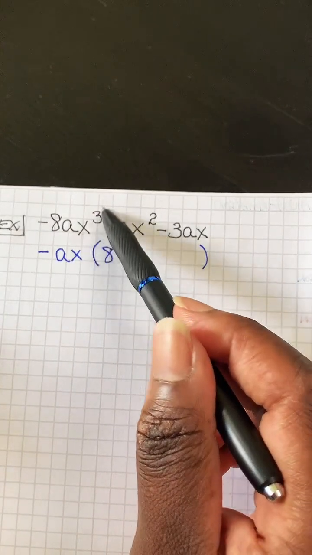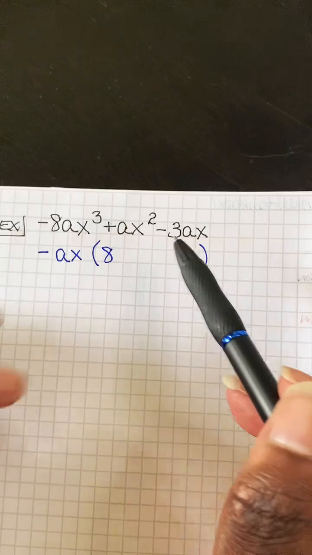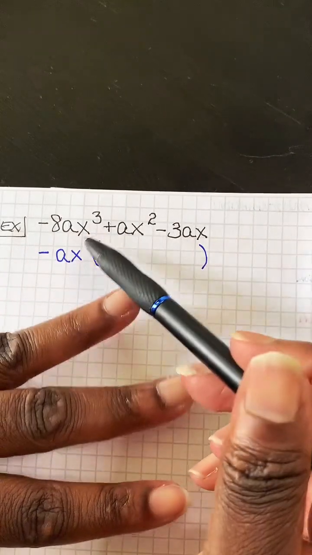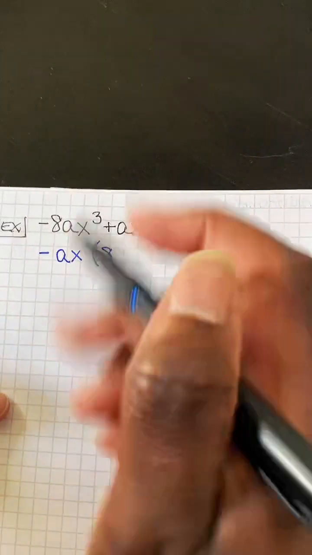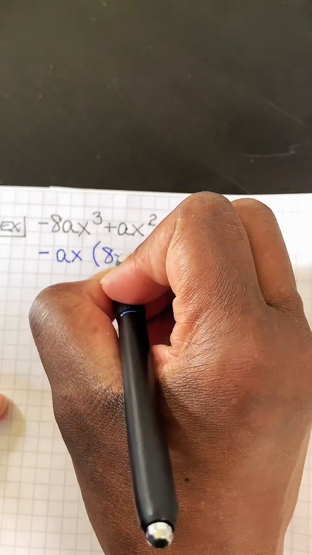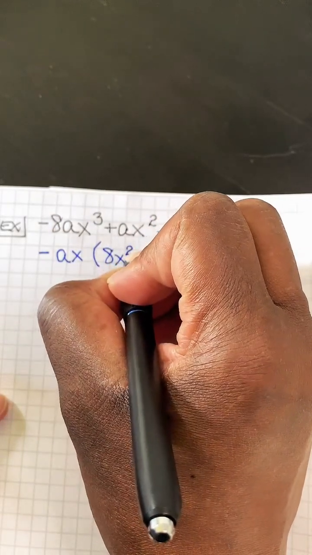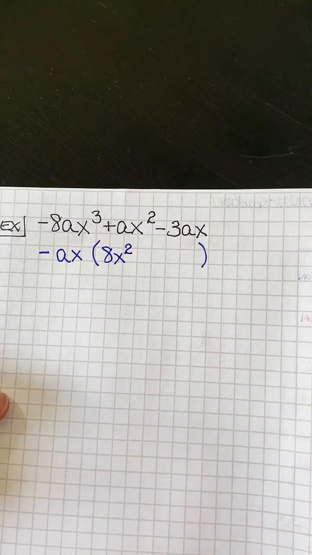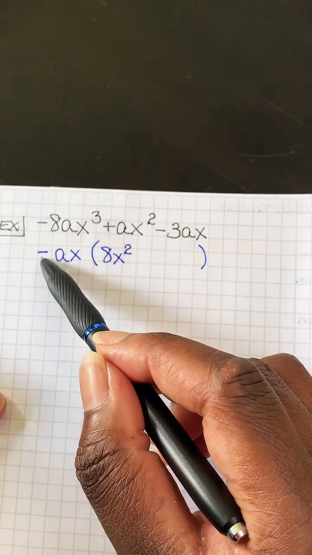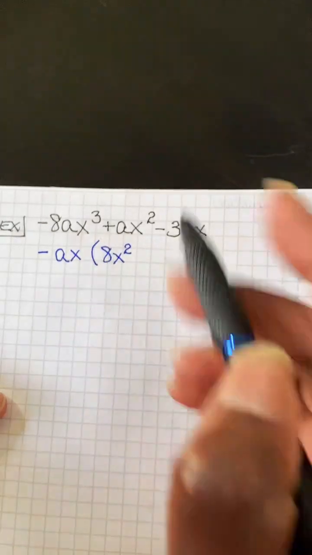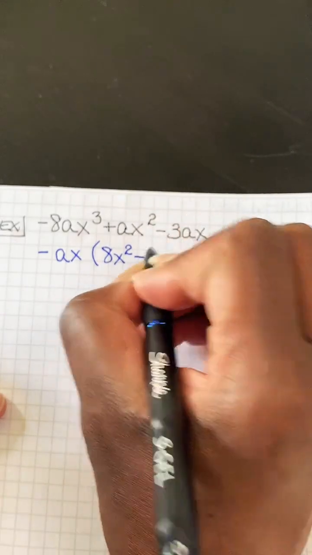Here, you have x to the third. That means you had 3 x's. We pulled out 1. How many x's are left? There are 2. So that's why it's going to be x squared. Good. So, positive A divided by negative A, that will give me a negative.